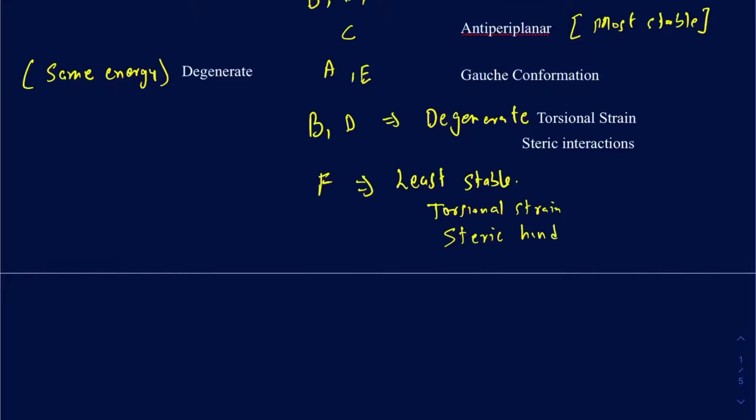If I want to compare the steric hindrance in case of B and D versus F, in both of those cases we have the torsional strain, but if I want to look at the steric hindrance alone, the steric hindrance in case of F is going to be bigger than the steric hindrance in case of B and D, and that's why F is going to be the least stable out of all the conformations.